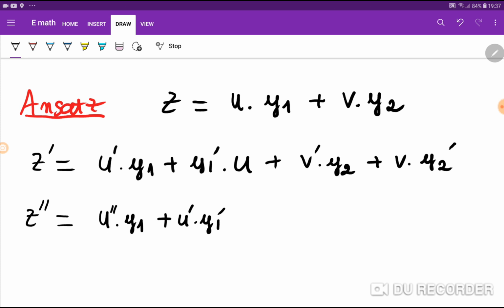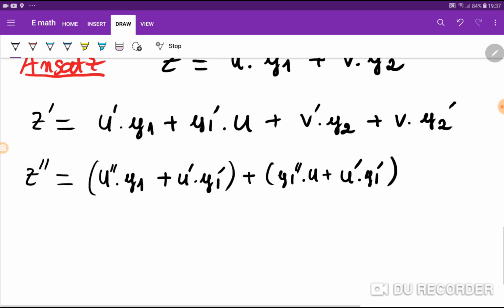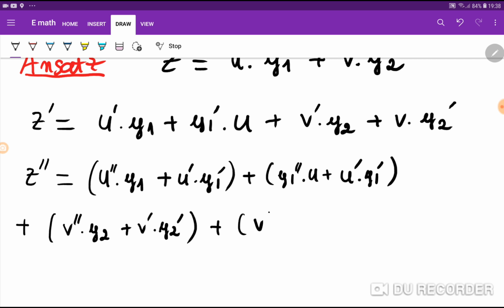Okay, done. I'm going to group this, and now I'm going to group this, to make sure that every time I finish one term. Then you have y1'' u plus u' y1'. Second term done. Then you have plus v'' y2 plus v' y2'. Last term: we have v' y2' plus v y2''.